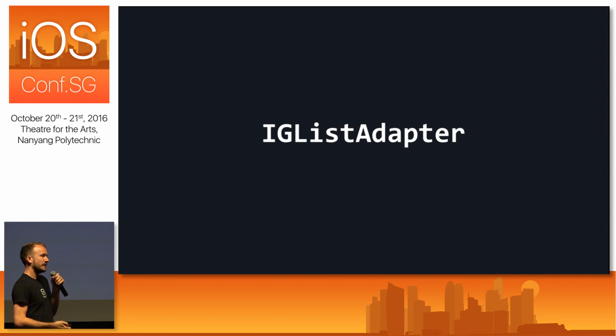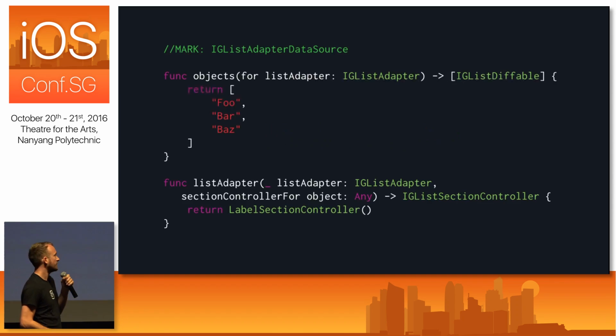And all you really need to do to use an IGListAdapter is add a data source. And the data source has two important methods. You return an array of objects. These are the objects that power each section of the collection view, objects that'll be diffed. And you also return a section controller for each of the objects.